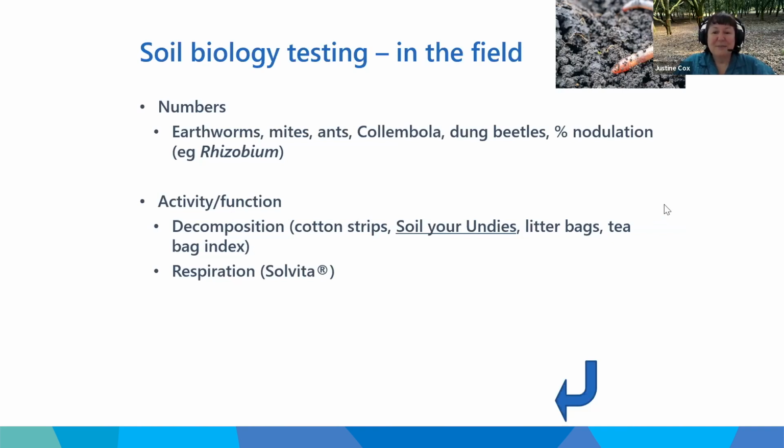Litter bags, where you place the litter in the soil in a bag with a mesh screen so that organisms can come in and out. And then there's the tea bag index, which uses a standard tea bag. There's a very specific tea bag, two tea bags. One's rooibos and one's like a normal black tea. And then you see how much of the tea leaves are decomposed.